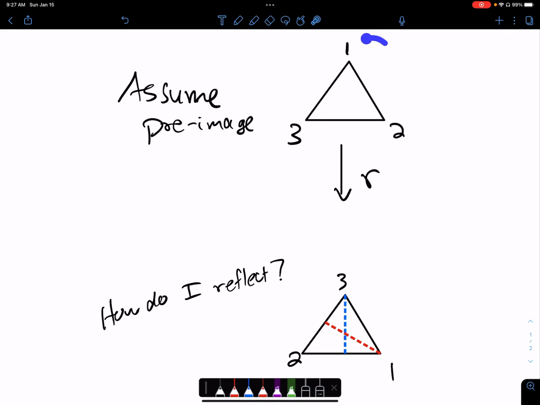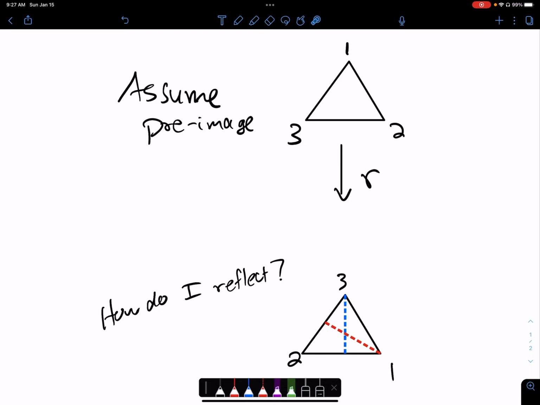Let's assume this is the pre-image, with the orientation that 1 is at the top. I believe I'm supposed to number this clockwise. If I rotate this 120 degrees, I'm going to end up with 1 pushing down here, 2 here, and 3 here. I think that's clear to me. The question is, how do I reflect this now?